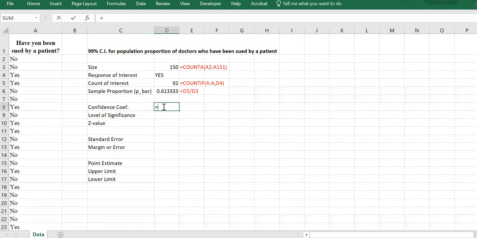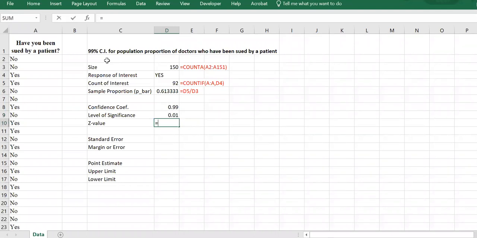So the confidence coefficient is given to us: 99%. In exam questions, we are going to be given the confidence coefficient. Even in practice, there is usually a conventional set of numbers that people use, like 90%, 95%, or 99%. These are the most customary numbers. So with confidence coefficient 99%, the level of significance is always going to be 1 minus the confidence coefficient.